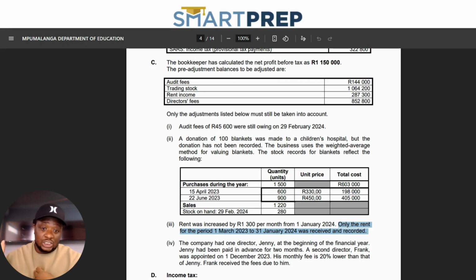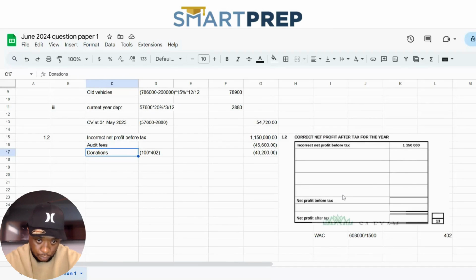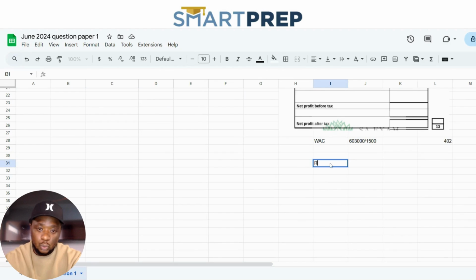So that February rent belongs in the current year, and we just need to work out how much it is. So how do we work out how much it is? Well, we know that we received 287,300. I'm going to write it here that we received 287,300, and this was basically for what? This was for 11 months, right?